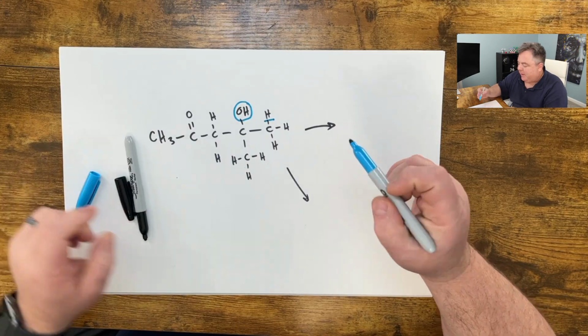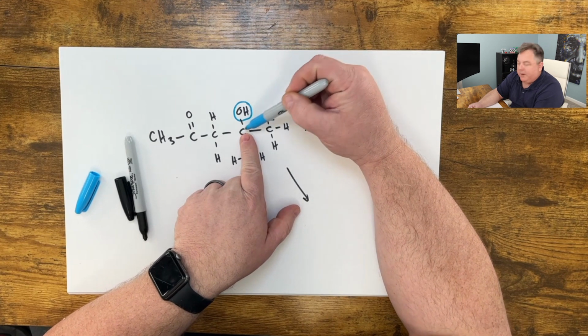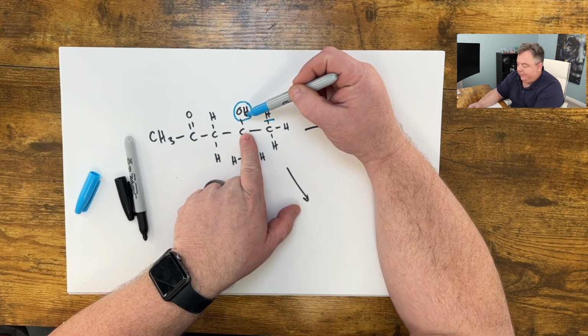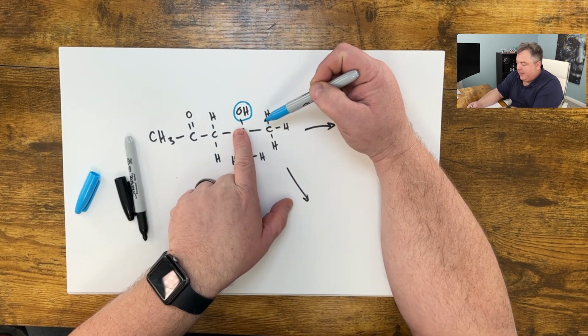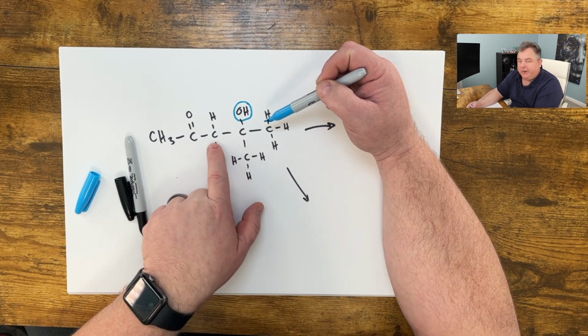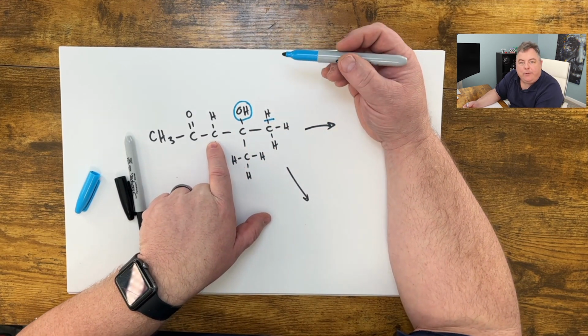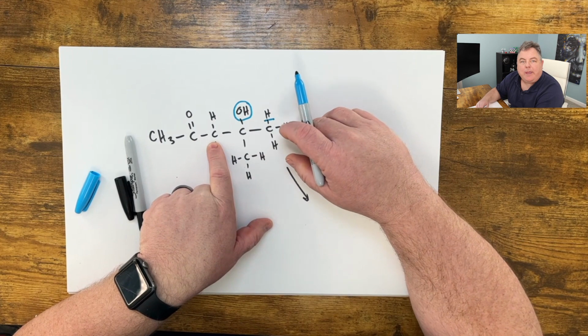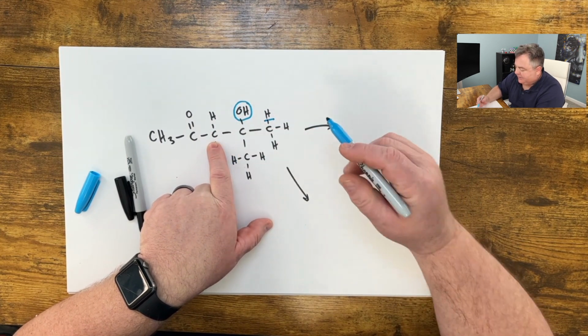Let me pause to clarify something at this point. When we lose water, I'm going to pull off this OH group. This is the only one on the entire molecule. And I need to pull off a hydrogen from a neighboring carbon. But how do I know which one? Well, let's see what we make when we pull off three different hydrogens.